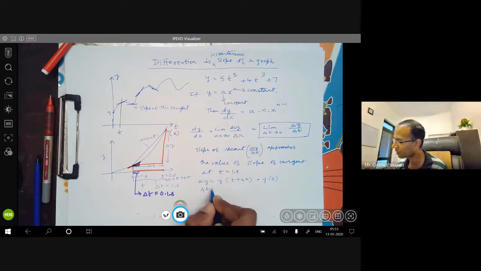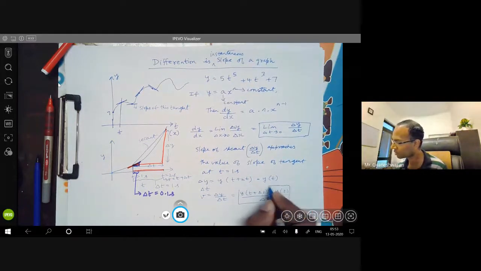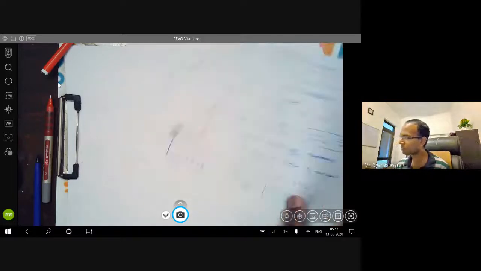And delta t you know already. So your velocity is delta y by delta t, which means it is going to be y of t plus delta t minus y of t, divided by delta t. As delta t gets smaller and smaller, you will calculate this ratio and find that it approaches the theoretical value, which is this.